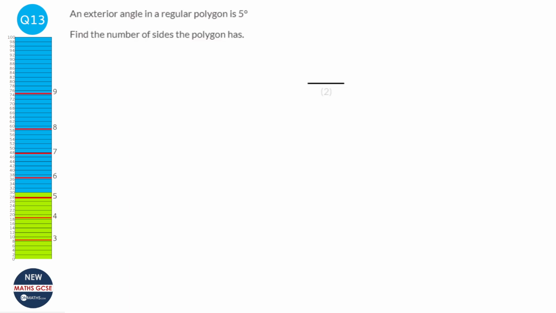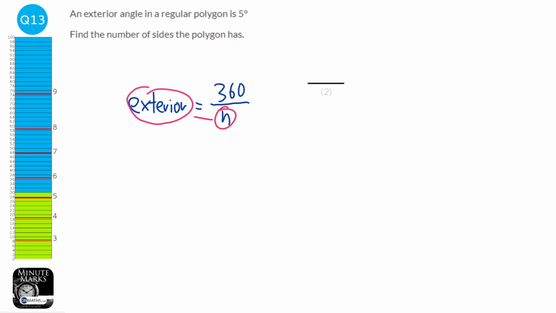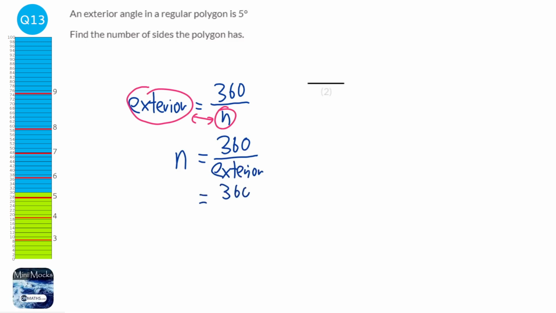So we know that the exterior angle is equal to 360 divided by the amount of sides, which we can just call n. And something you can do is actually just swap these two things around. And we can say that the n, the amount of sides, is 360 divided by the exterior angle for a regular polygon. So we just do 360 divided by 5, and that gives us 72.